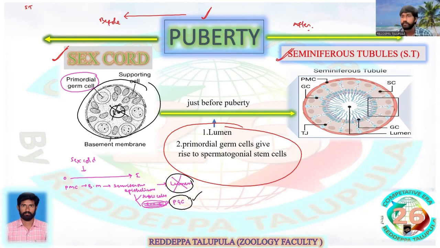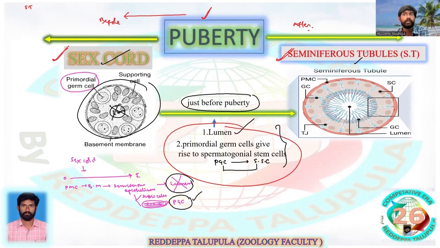Lumen is absent. Just before puberty, what morphological changes occur in the seminiferous tubules? First, the development of the lumen, and second, the transformation of the PGC, that means primordial germ cells, into spermatogonial stem cells. Just before puberty, these things happen inside this sex cord, and after developing these morphological structures, it is called the seminiferous tubules.